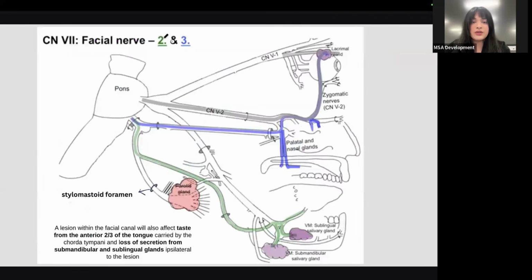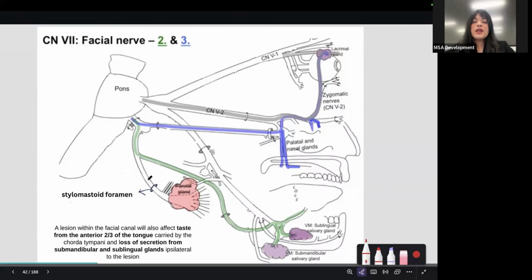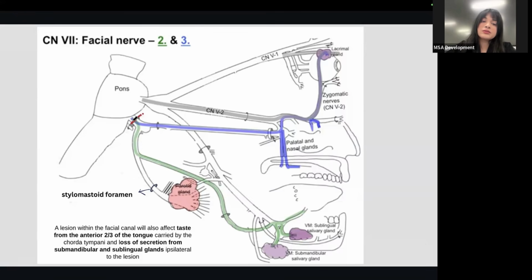Moving on to the facial nerve. I want you guys to know that the manifestations of facial nerve injury depend on where the injury is on the course of the facial nerve. So if the facial nerve injury is between here, this is the internal acoustic meatus, and this is the stylomastoid foramen, if it's here in the facial canal, you're going to get a lot of problems.